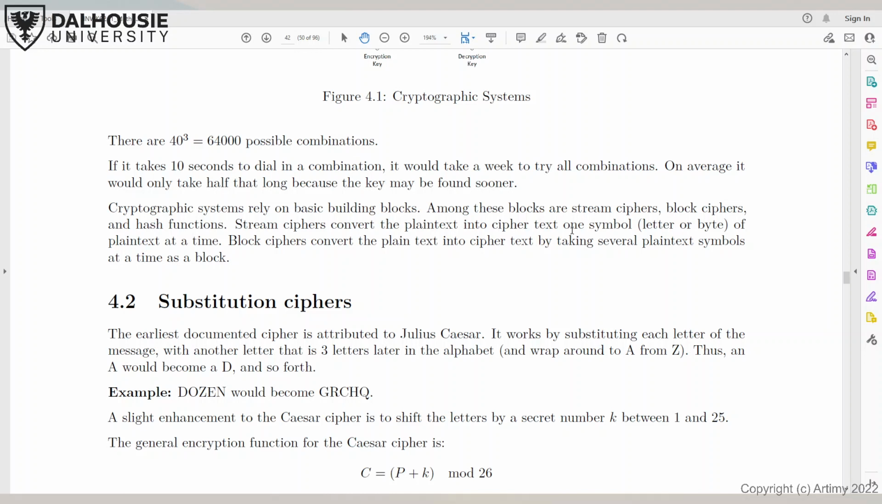Okay, we'll see all these details later, but let's now start with the simplest ciphers, the simplest techniques that take a plain text and convert it into ciphertext. One of the earliest techniques for cryptography is attributed to the Roman Emperor Julius Caesar.